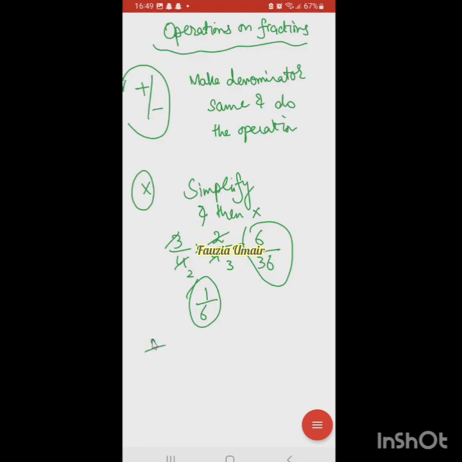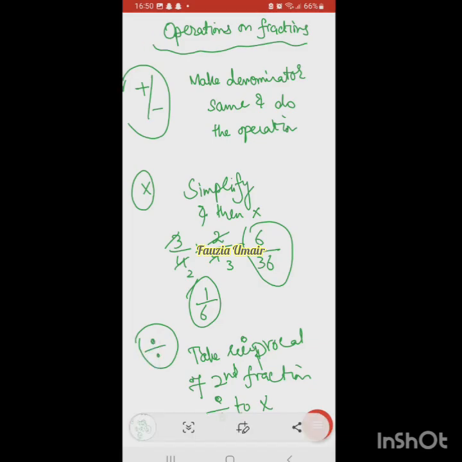Now what about division? First make it multiplication and take the reciprocal of the other fraction. Excellent. Take the reciprocal of the second fraction, change the division to a multiplication sign, and then do the same multiplication method. Okay? So this is how you need to do it.